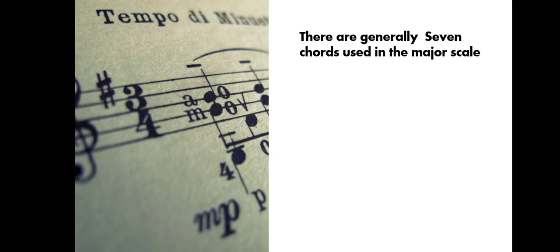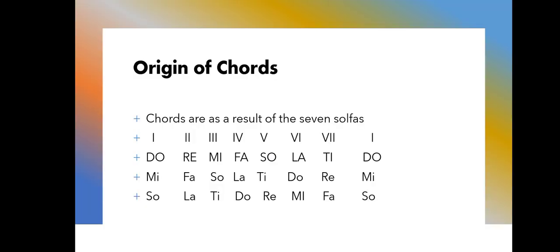It is mi. We skip the fa, we go to so. We skip the la, and we go to ti or si. Ti is also called si, depending on the pronunciation of where you come from. So we have mi, so, si. That's chord three. Chord four is fa, la, do.